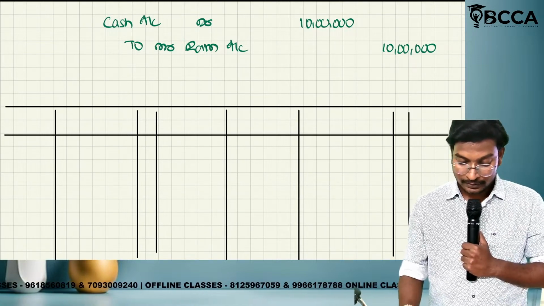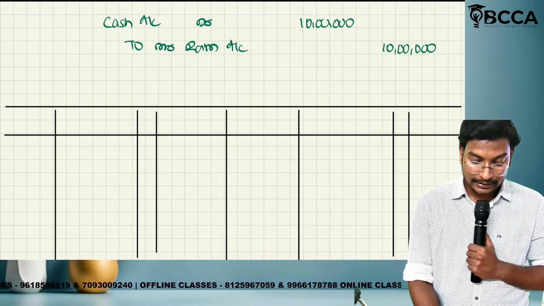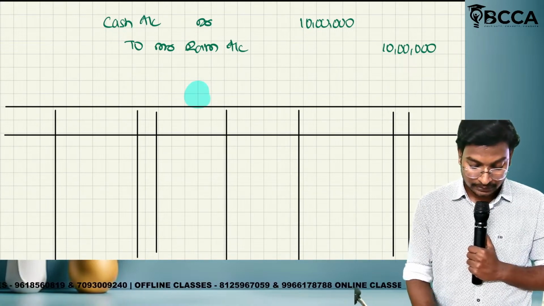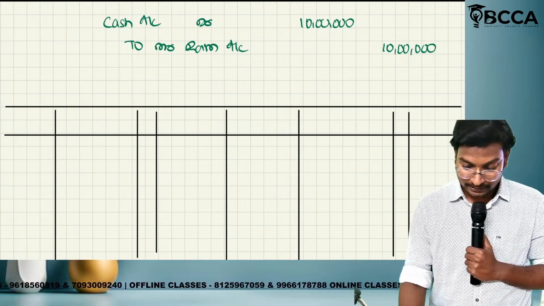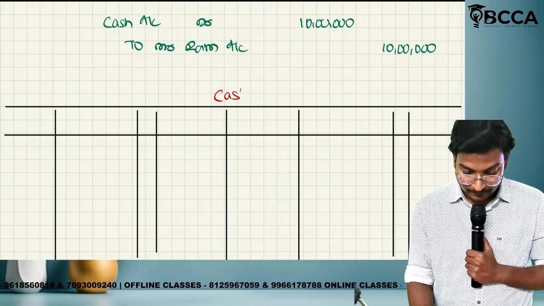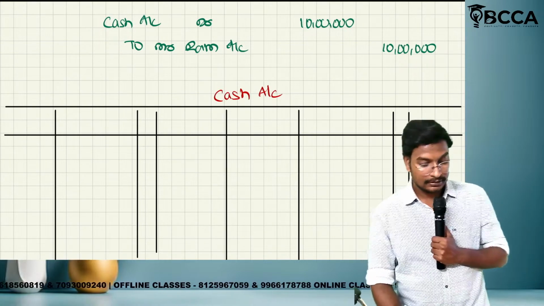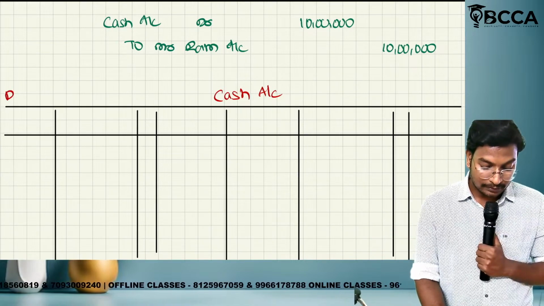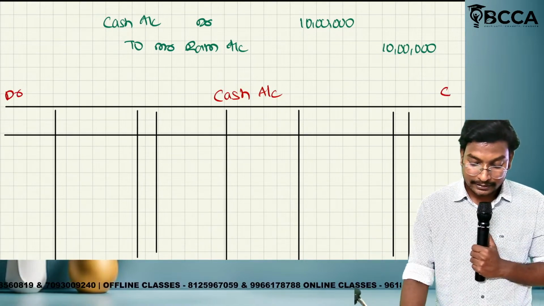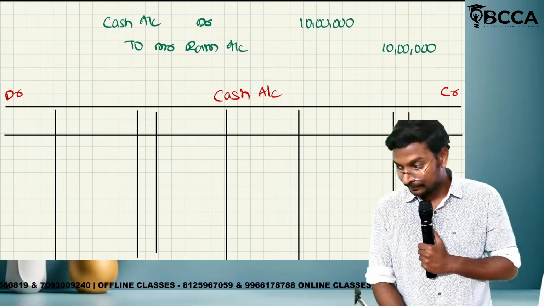First of all, I am writing the account called cash account. We have to put the heading at the center of the page. The left hand side we will call the debit record. The right hand side we will call the credit record.